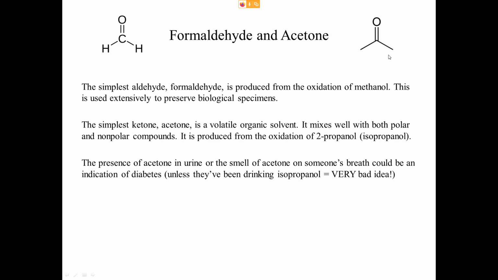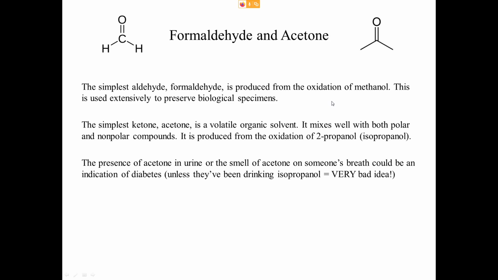And propanone or acetone is a very simple organic solvent. It's kind of volatile. You've smelled acetone before. And it mixes well. It dissolves both polar and some nonpolar things. So it's kind of a great solvent. It dissolves many things, including the membranes on your cells. So if you pour acetone on your skin, which is a bad idea, it'll dry out the membranes and your hands will crack and everything else. So it's not a good thing to keep around on your skin.